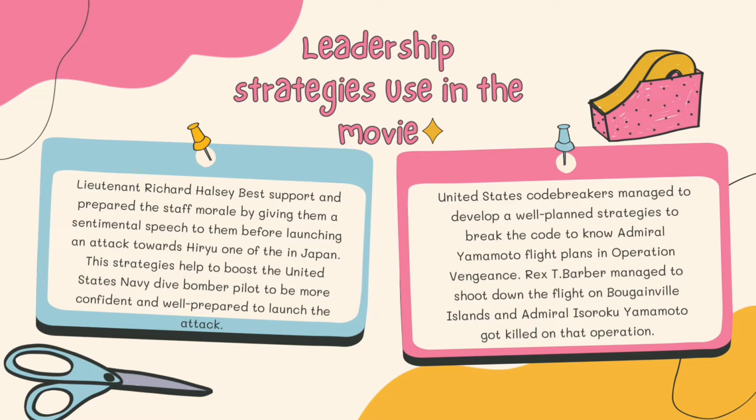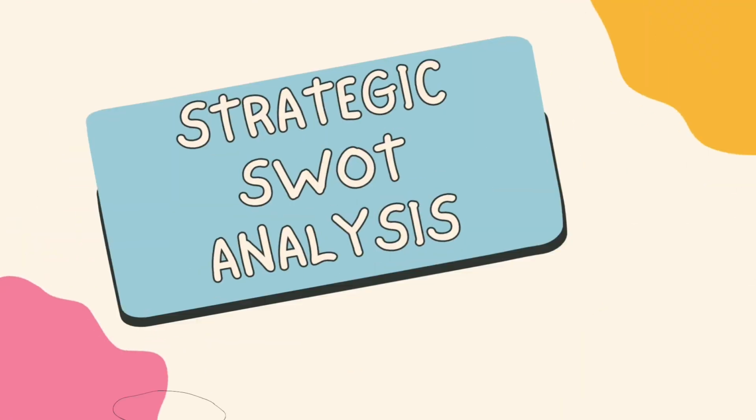The other strategy used in the movie is that United States codebreakers managed to develop well-planned strategies to break the code to know Admiral Yamamoto's flight plans in Operation Vengeance. Rex T. Barber managed to shoot down the flight on Bougainville Island and Admiral Isoroku Yamamoto got killed in that operation.